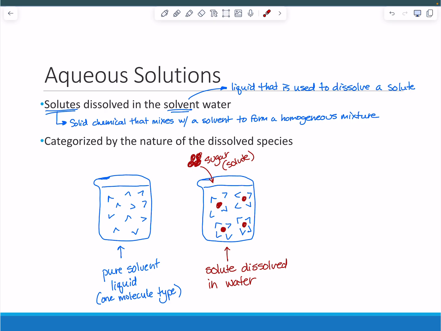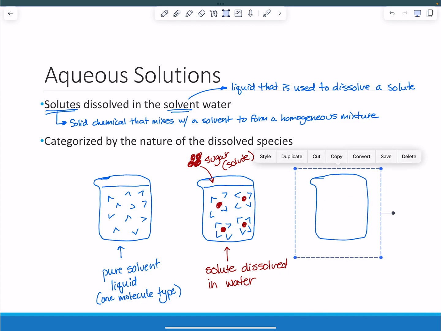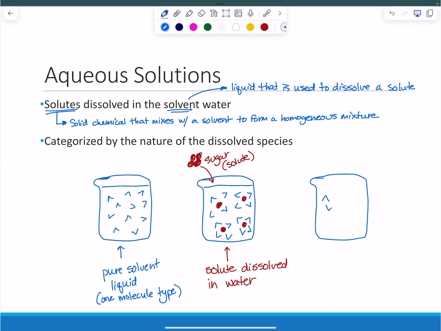Oh, I erased my beaker, didn't I? All right, well, let's see if we can paste it. There it is, it's back, yay. Okay, so the other thing that we can have is I can have my molecules of water, and I can try putting in a solid that does not mix well with the water. And so in this case, I have what we call an insoluble compound. So this is one that won't mix with water.